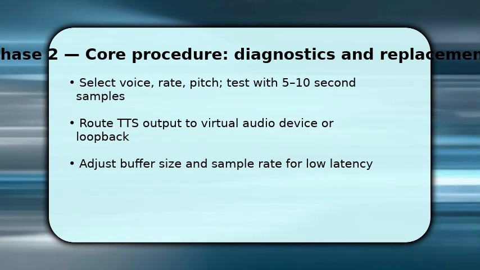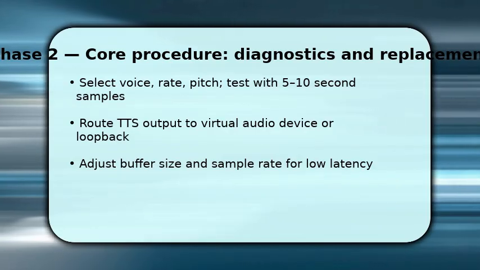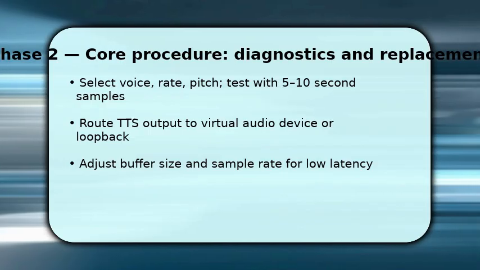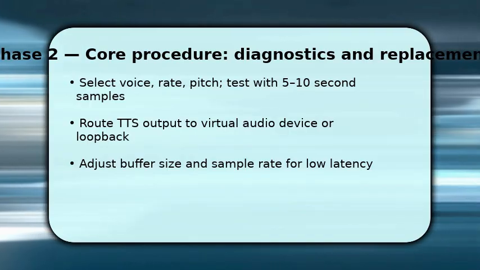the TTS voice, rate, and pitch. Test short samples of 5 to 10 seconds to hear naturalness and timing because those settings affect intelligibility. Next, route the TTS output into a virtual audio device or loopback so MicUp can ingest synthesized audio alongside your mic. After that, tune buffer size and sample rate.